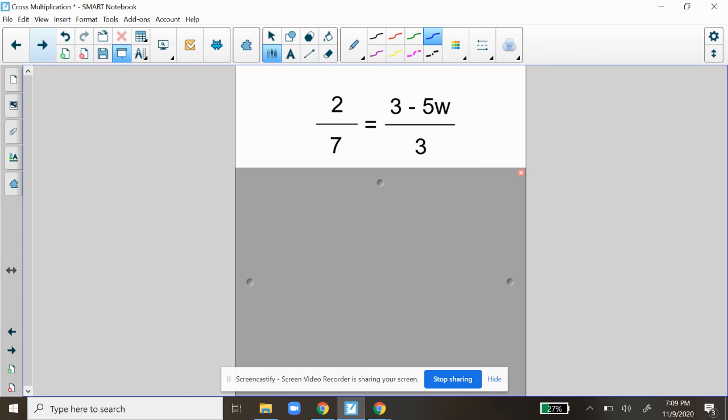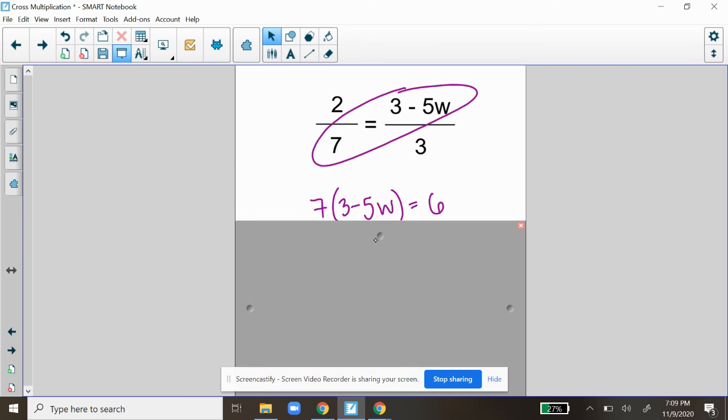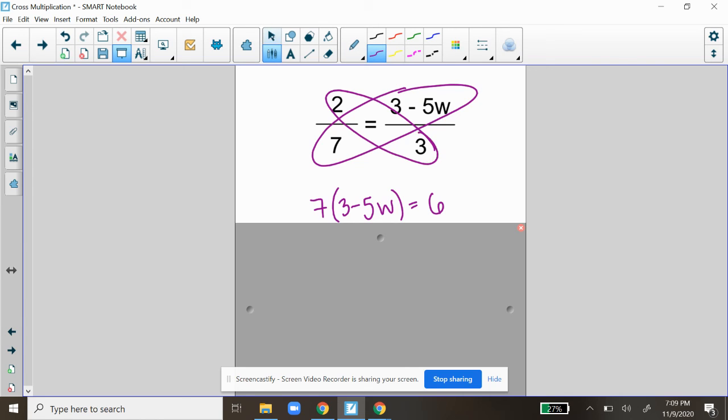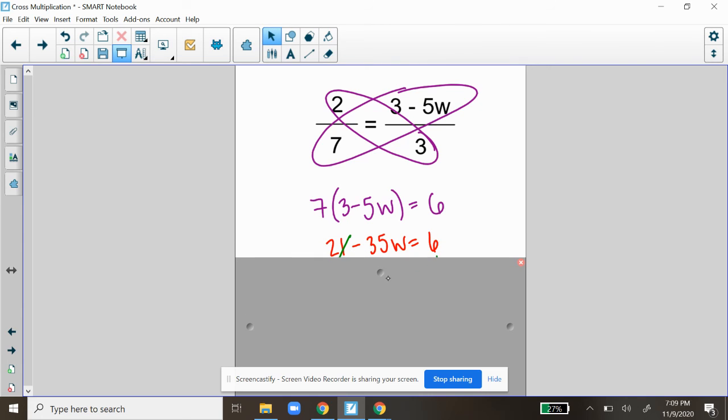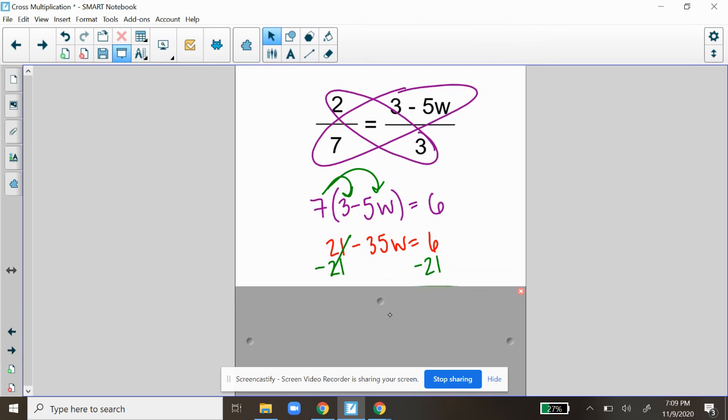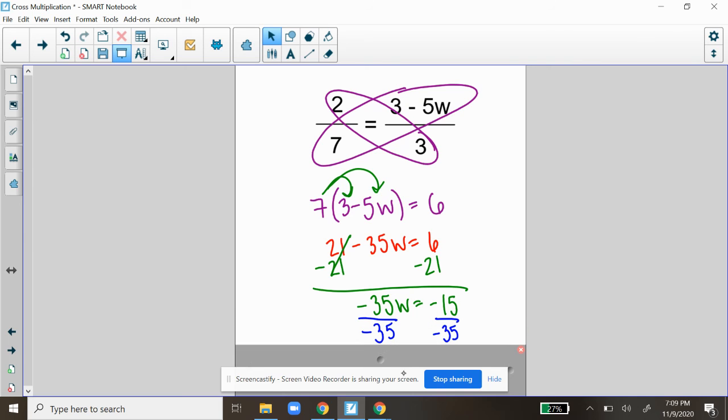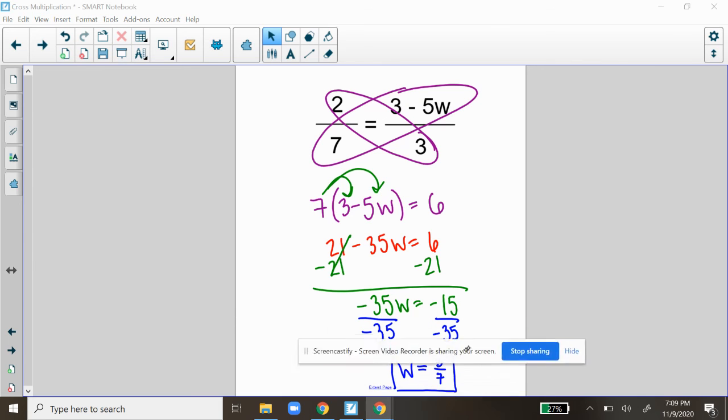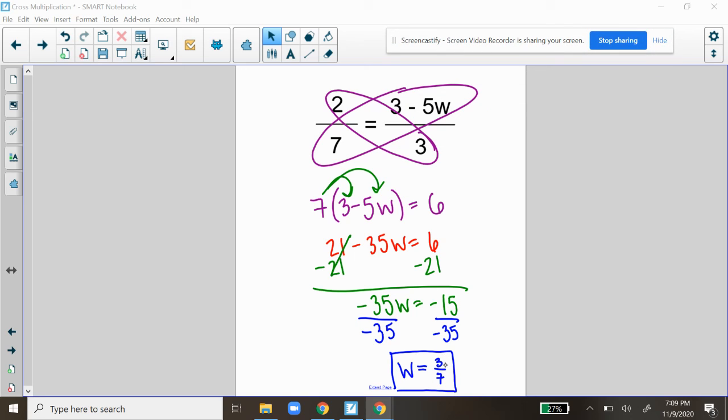All right, last one. I want you to pause the video and try this one on your own. All right, you're back. So hopefully you thought about your diagonals here. In this situation, we're going to do 7 times that entire thing of 3 minus 5w, and then 2 times 3, which gets me to 6. You're going to do the distributive property, which will get you to 21 minus 35w, because right here you'll see we're distributing. I'm going to subtract 21 on both sides, so I'll be at negative 35w equals negative 15. I'm going to divide by negative 35 on both sides, and my last step is to simplify my fraction, so I'll end up with 3/7.